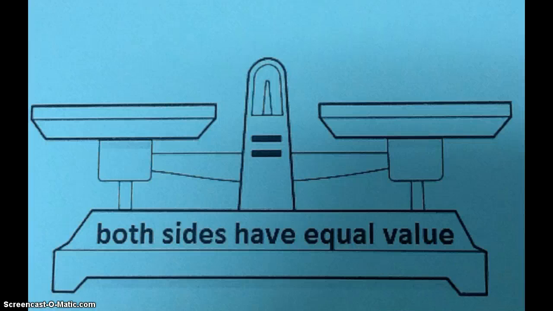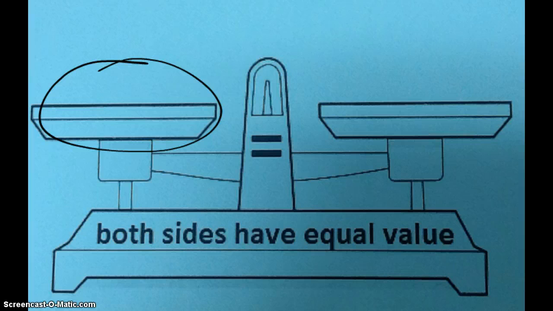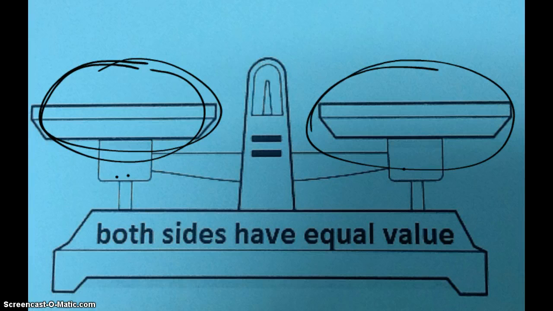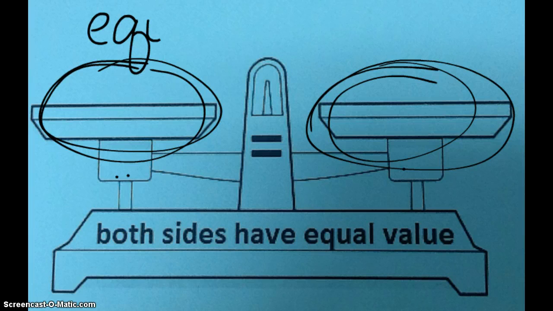When we start modeling algebraic equations, we will use the scale. And think about a balanced scale. Whatever you have on this side, if your scale looks like this, if it's even on both sides, whatever you have on this side has the same weight or an equal value to this side. So what I want you to get from this is equal.